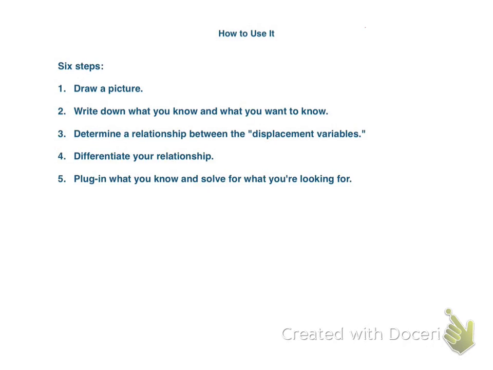Step 2, write down what you know and what you want to know. You want to make sure you have a clear goal, and make sure you know what you're working with. Number 3, determine a relationship between the displacement variables. As I said on the previous slide, the ultimate goal in every related rates question is to find a relationship between two or more rates, and then, after plugging in numbers, solve for the rate that you're looking for.